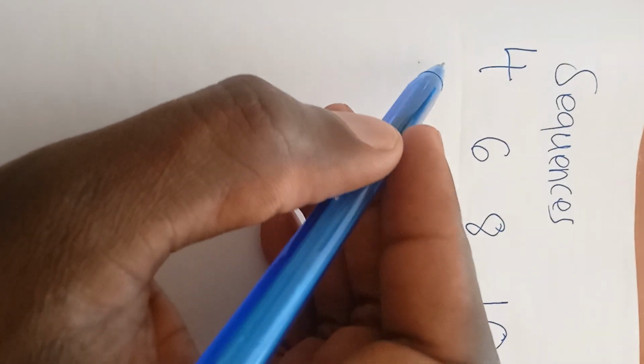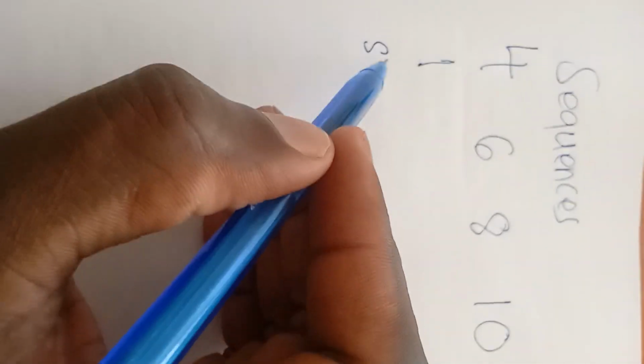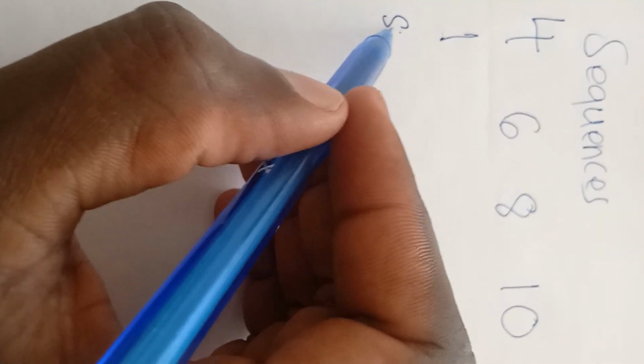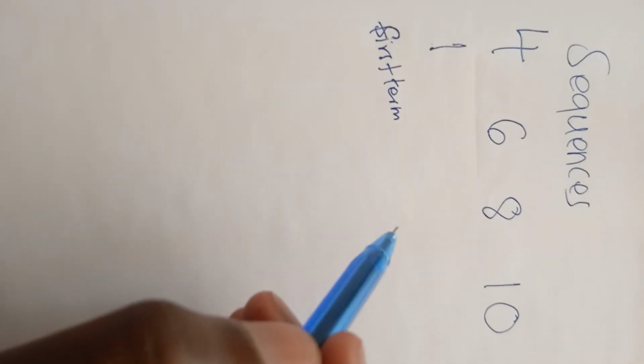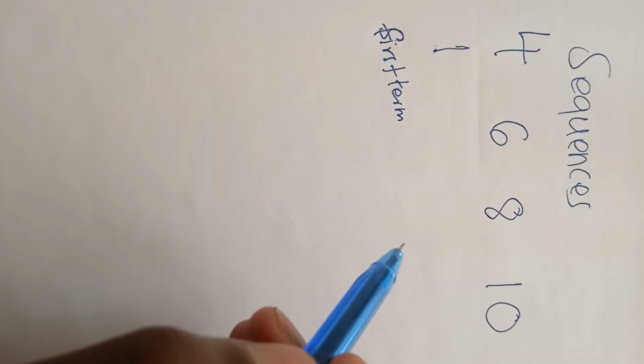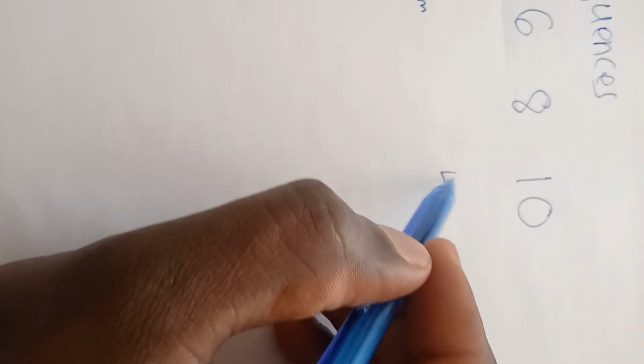So number 4 is the first term. Number 6 is the second term. Number 8, third term. And number 10 is the fourth term.